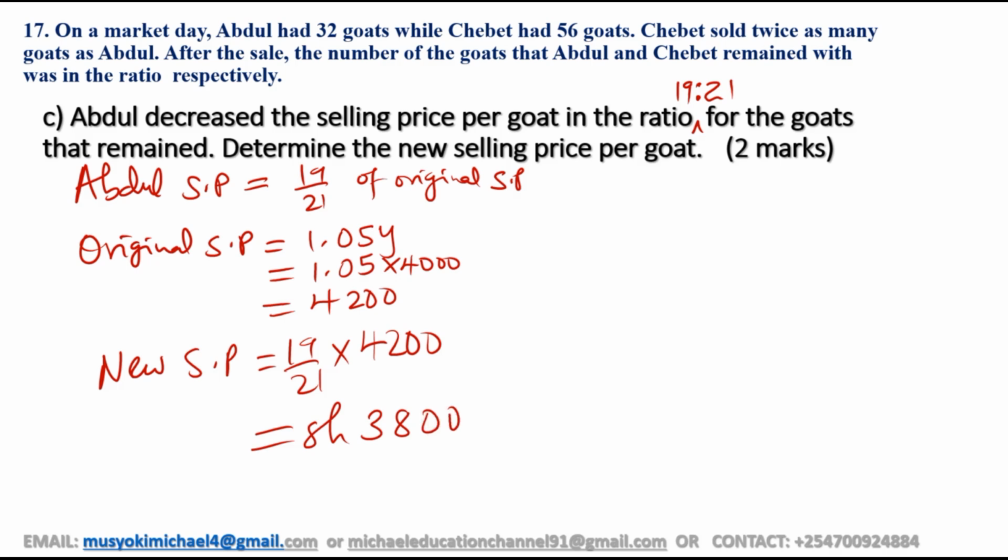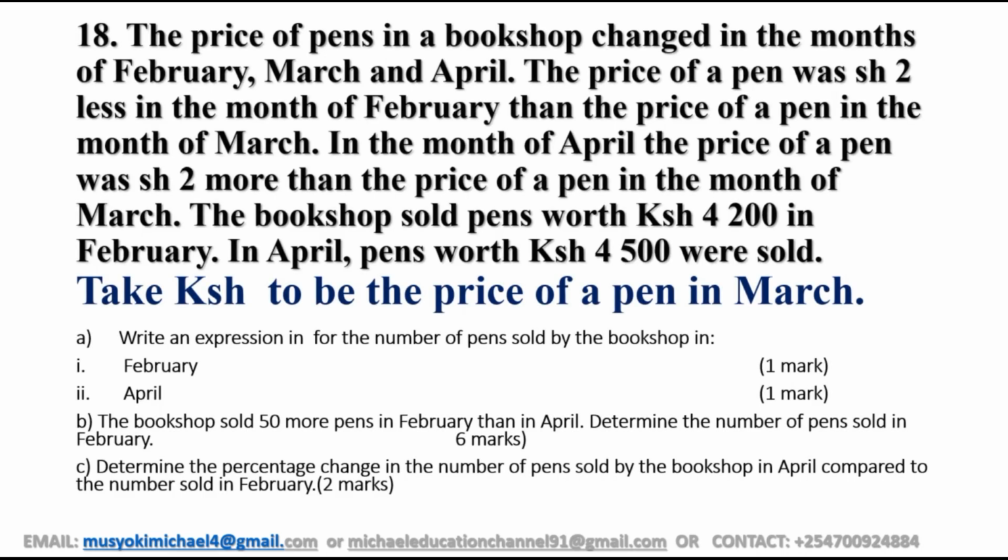We move on to question number 18. The price of pens in a bookshop changed in the months of February, March and April. The price of a pen was 2 shillings less in February than the price of a pen in March. In April, the price of a pen was 2 shillings more than the price of a pen in March.